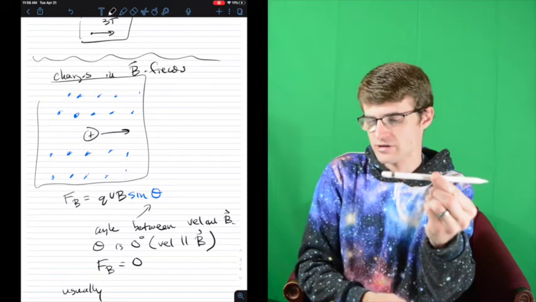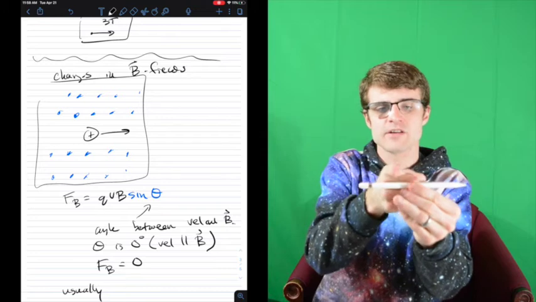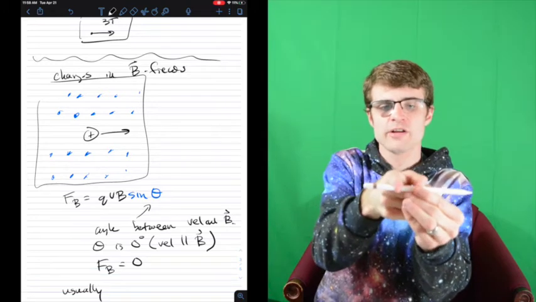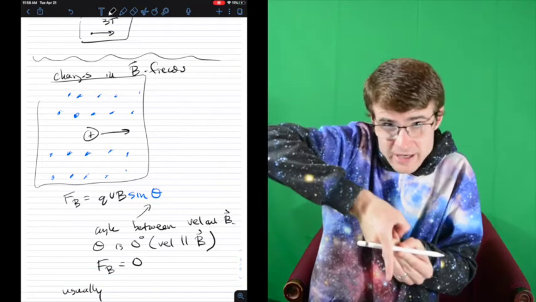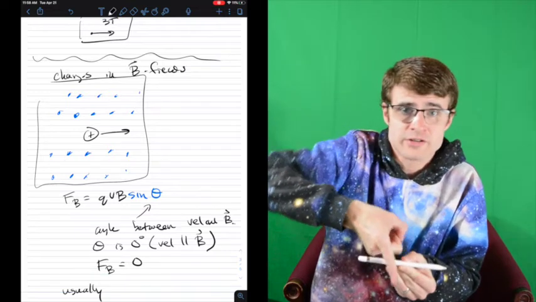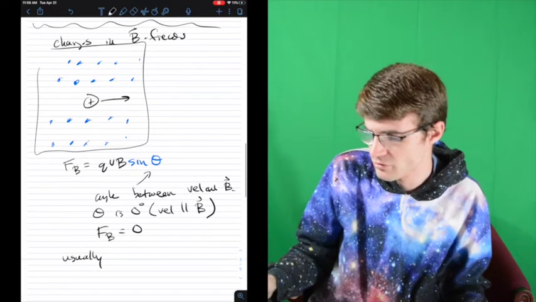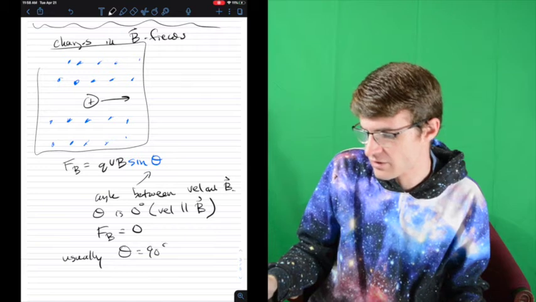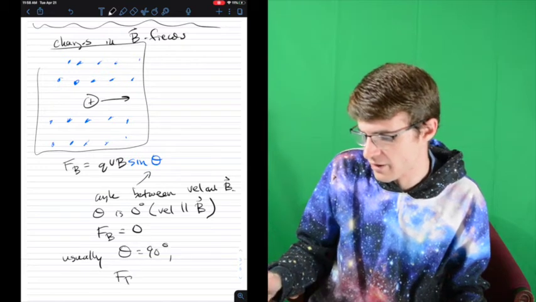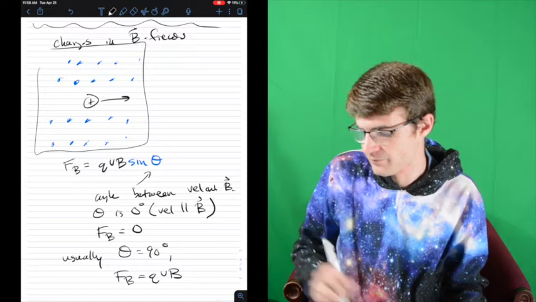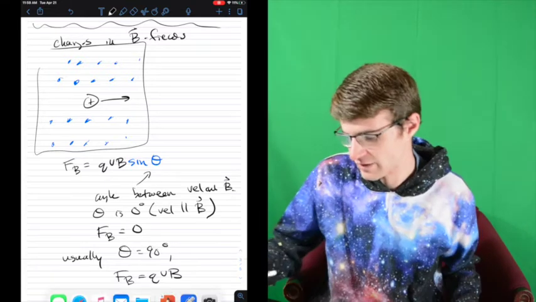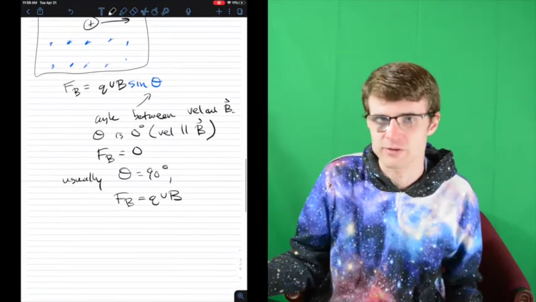So in this case, here's the direction of the charged particle. You can see the magnetic field is pointing out of the board. Looking from the top down, that's a right angle. And that's what you want in order to feel the QVB force. So usually, theta is 90 degrees, and the magnetic force that's felt on that charged particle is the full QVB.